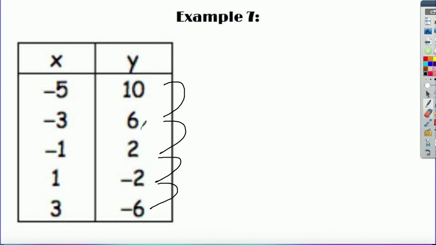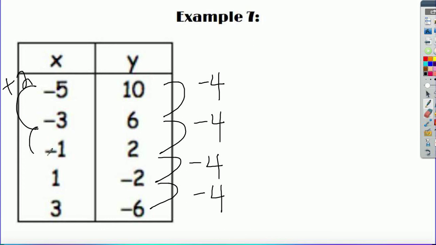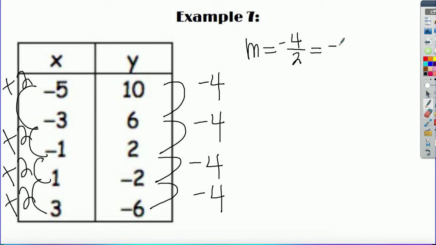So from 10 to 6, it's going down 4. 6 to 2, it's going down 4. 2 to negative 2, it's going down 4. Negative 2 to negative 6 is going down 4. These are the changes in y. Changes in x, from negative 5 to negative 3, it added 2. Next interval adds 2. Next interval adds 2, and final interval adds 2. So if slope is change in y over change in x, our slope is negative 4 divided by 2, which is negative 2.